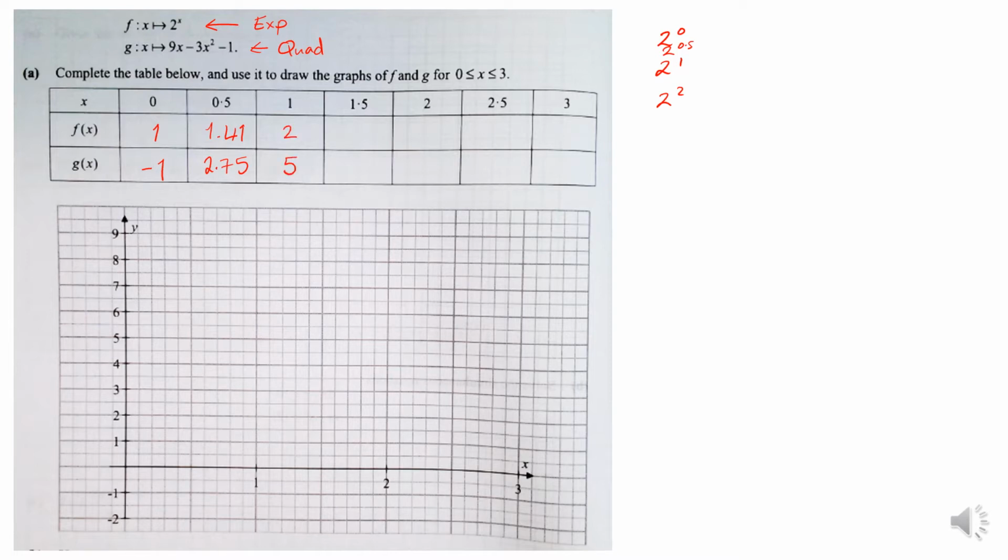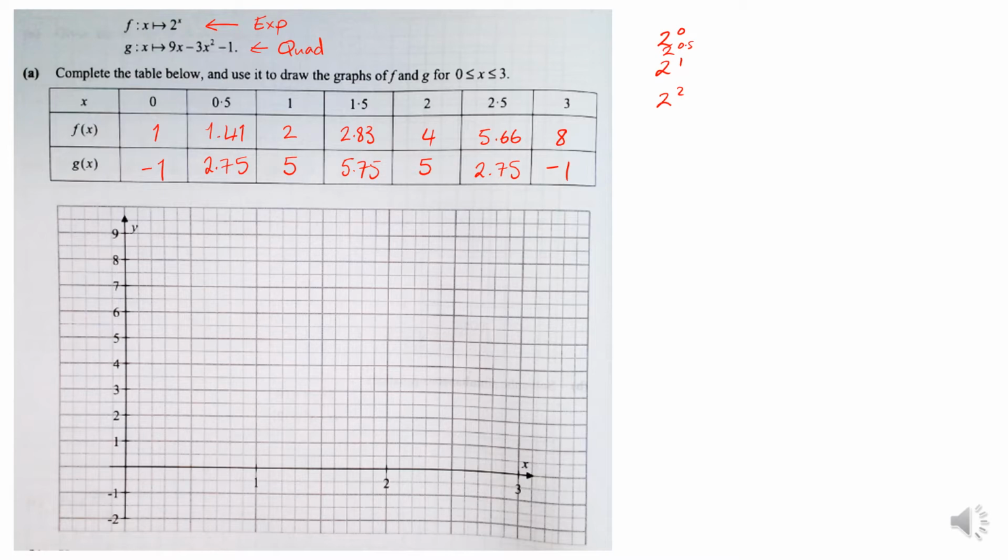When x is 1.5, I get 2.83 and 5.75. When x is 2, I get 4 and 5. When x is 2.5, I get 5.66 and 2.75. And when x is 3, I get 8 and minus 1. Okay, so check you can generate those either by calculation or by using the tables function. Alright, and our next task is to draw those graphs.